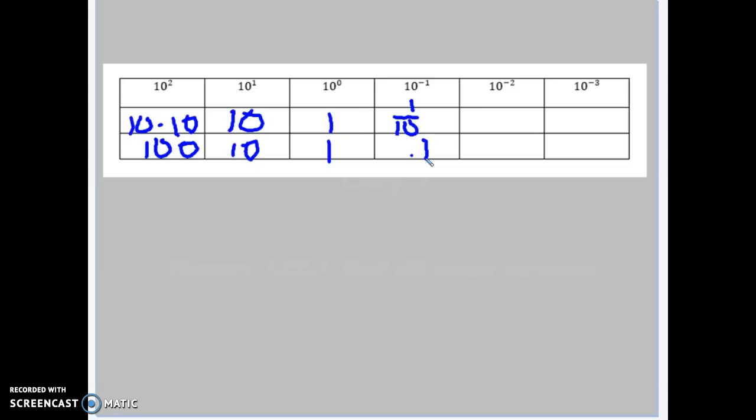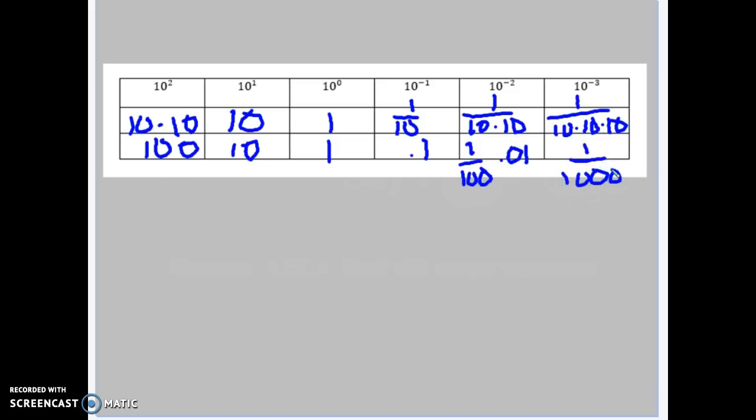10 to the negative second power is the same thing as 1 over 10 times 10, and when you multiply out 10 times 10, you get 100. So your answer here is either the fraction 1/100, or you can write it as the decimal 0.01. And then the last one, 10 to the negative third, is where you have 1 over 10 times 10 times 10, and if you multiply it out, you get 1,000 on the bottom.